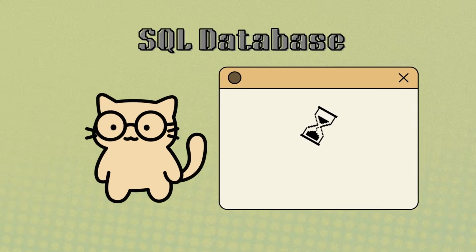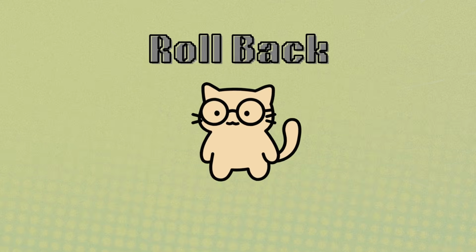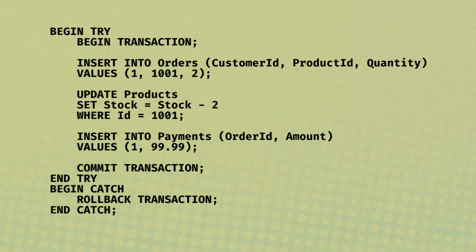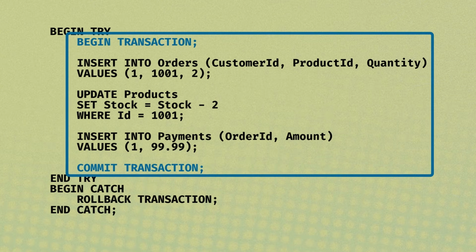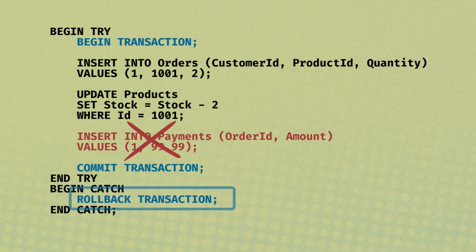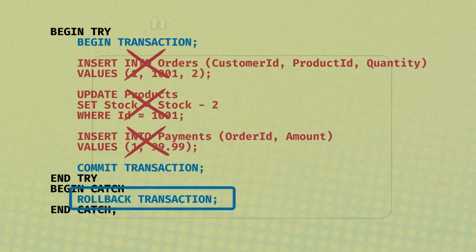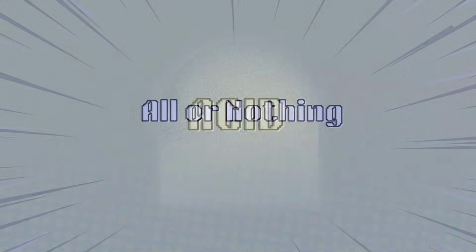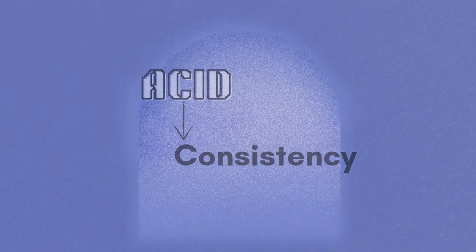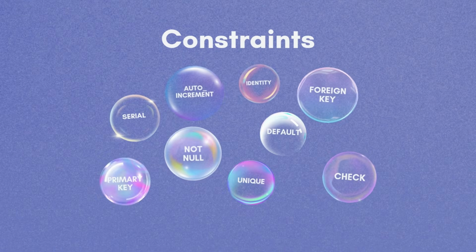But can the database actually roll back the changes? Yes, we can handle this by wrapping all three operations inside a transaction. When one step fails, everything will be rolled back. No order data is stored and no inventory is reduced. All or nothing. Next, C stands for consistency, meaning the database always follows the rules we define.